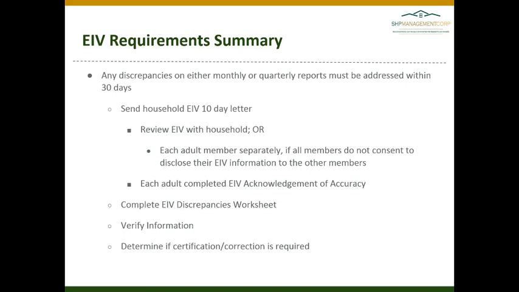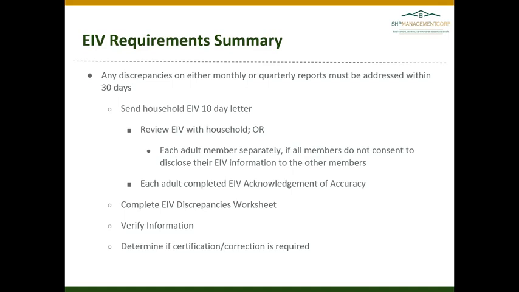Any discrepancies on either the monthly or quarterly reports must be addressed within 30 days. Your first step would be to send the household the EIV 10-day letter. If you cannot determine from a review of the resident file that that discrepancy is invalid, you must meet with that household and review the EIV data with the household, or if the members have not consented to disclose their EIV information to the other members, you will need to meet with each adult member separately.